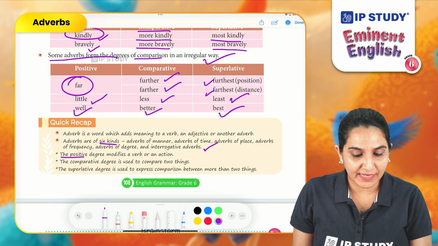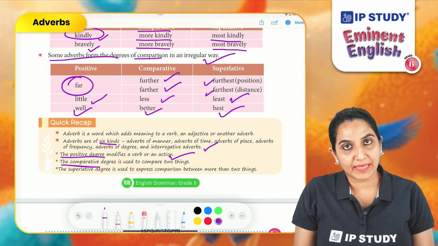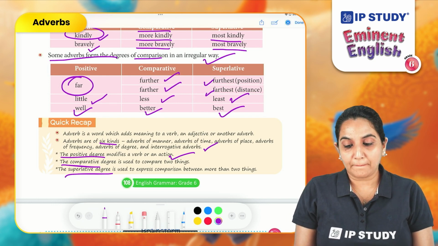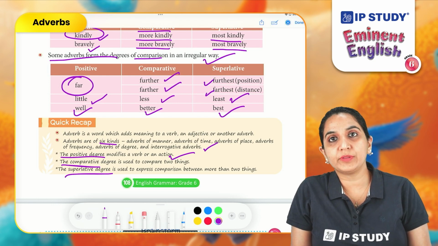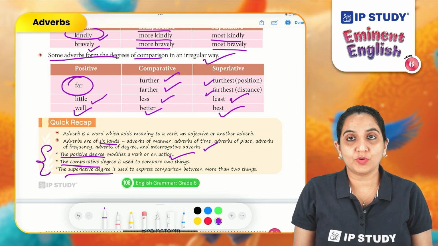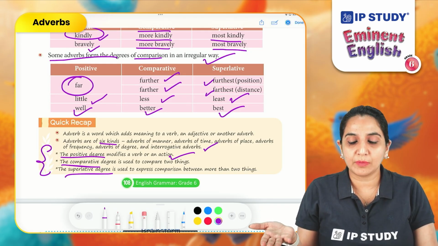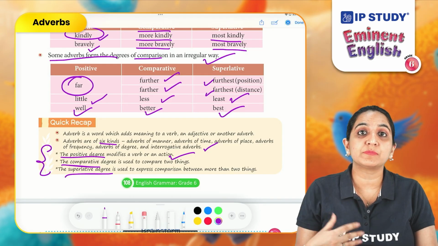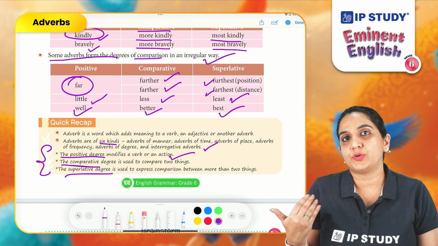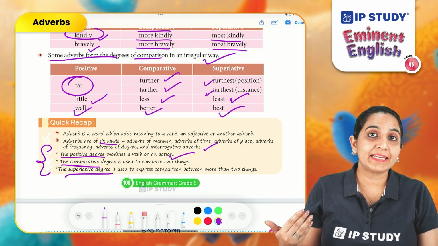The positive degree modifies a verb or an action. The comparative degree is used to compare two things, and the superlative degree is used to express the comparison between two or more than two objects. This is degrees of comparison. So, the adverb in the positive degree modifies an adjective, a verb or an action. Comparative degree helps us to compare and superlative degree helps us to compare more than two things. Same as we did in the sentences late, later, latest.